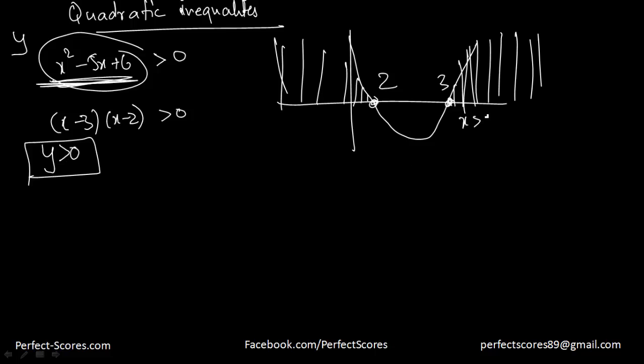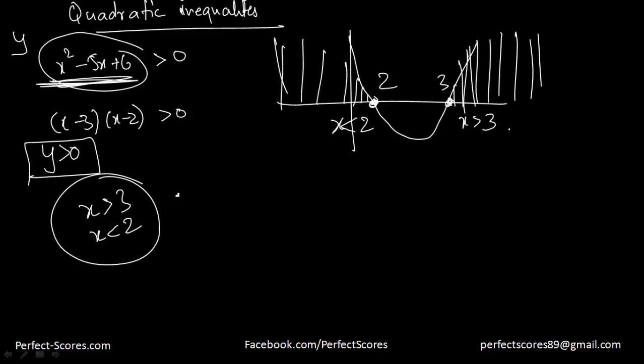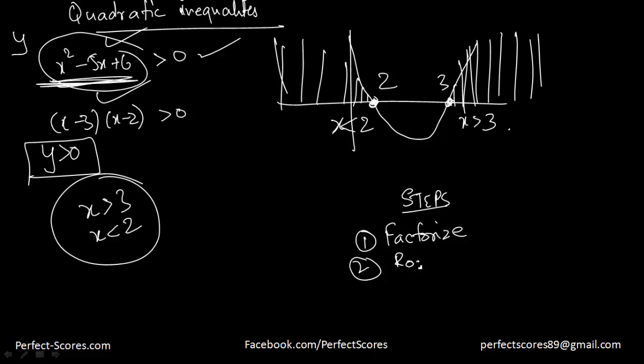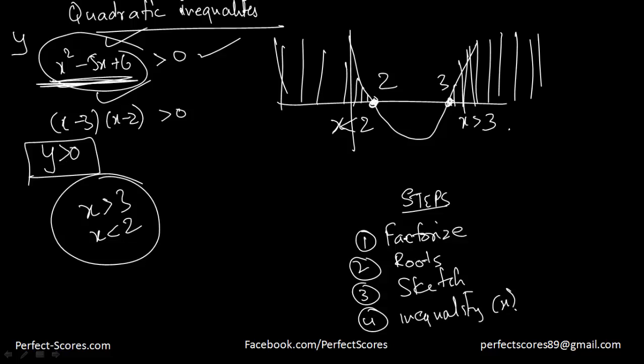That means at all the values x greater than 3 and at all the values x less than 2, that means x has to be greater than 3 or x has to be less than 2. At all these values, this function would be greater than 0. So this is how you solve the quadratic inequalities. So I'm going to write down the steps here. First thing you do is you factorize your function just like the way I've done here. You find the roots, you sketch the graph, and then you look for the inequality that you're looking for. Then you look for the value of x which satisfy your inequality.